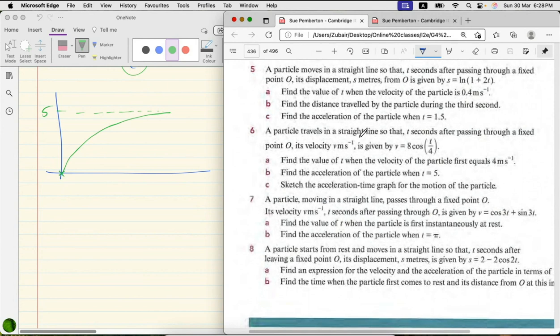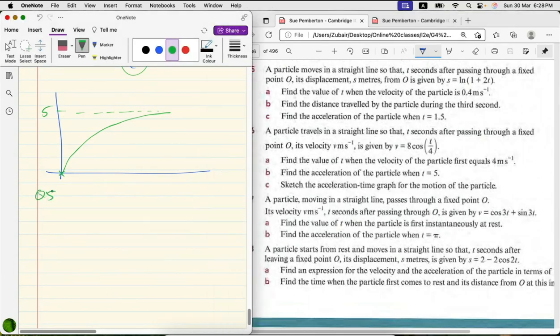Question number 5. Particle moves in a straight line so that t seconds after passing through a fixed point O, its displacement is given by this equation. Find the value of t when the velocity of the particle is 0.4. So displacement is ln(1 plus 2t). Velocity would be differentiation. So that's 1 over 1 plus 2t into 2.